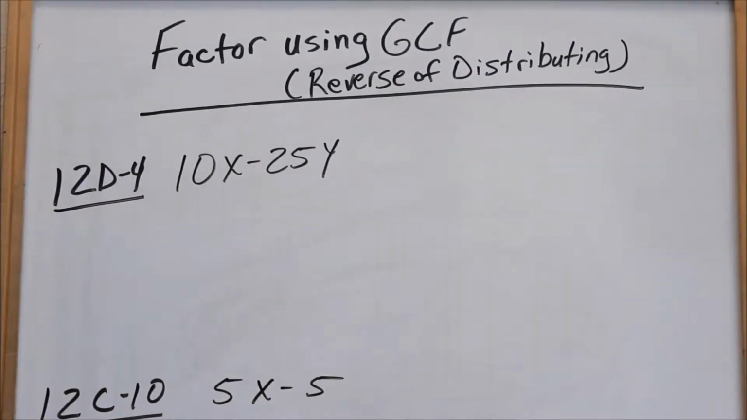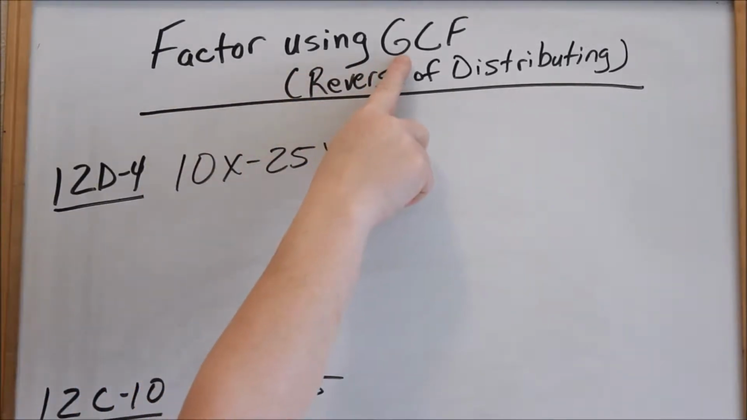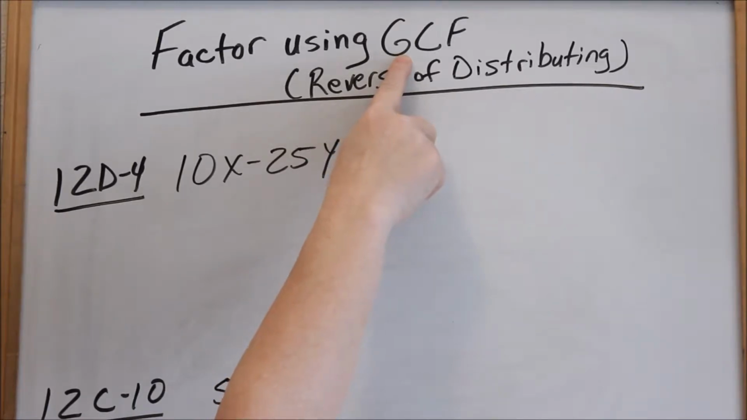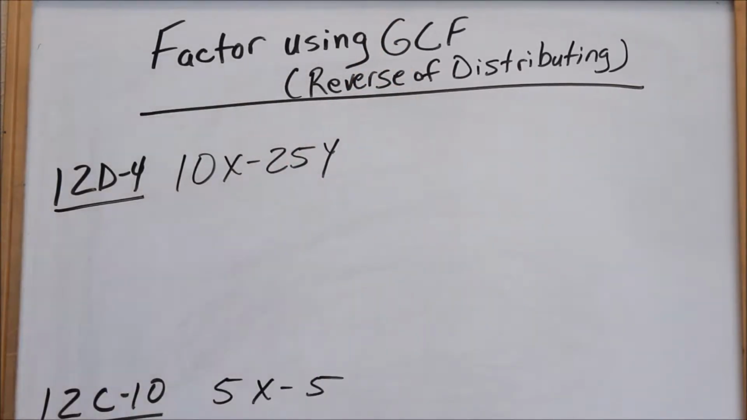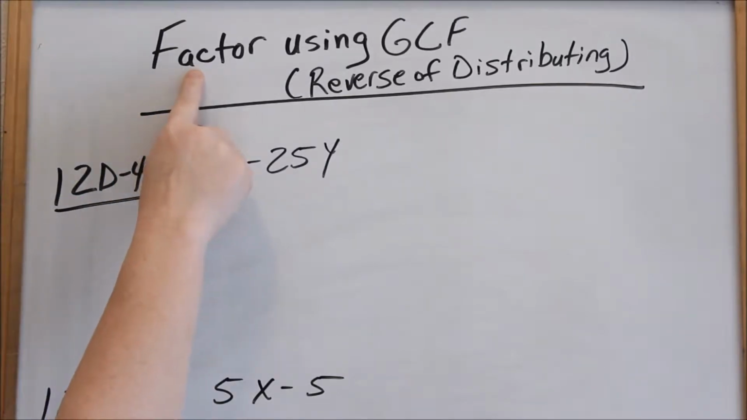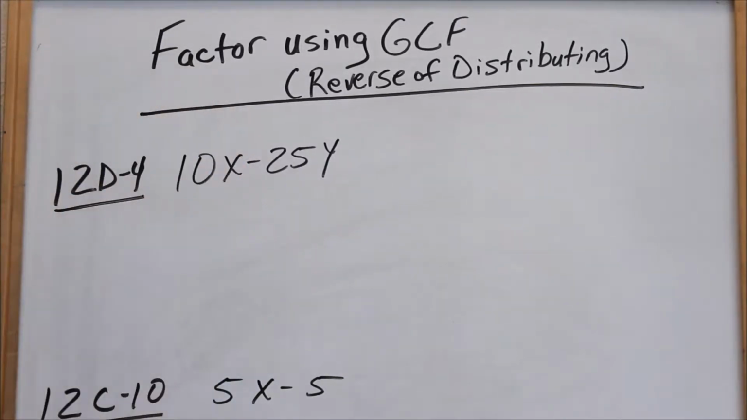Alright, now we're going to be factoring, which is the opposite of distributing. We're going to be factoring using GCF, which means greatest common factor. So we're doing the reverse of distributing. Distributing was multiplying, so now factoring is dividing something out. When we factor, we are dividing out, because when we distributed, we were multiplying.